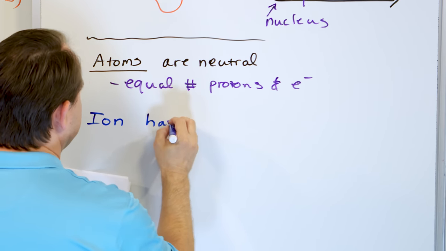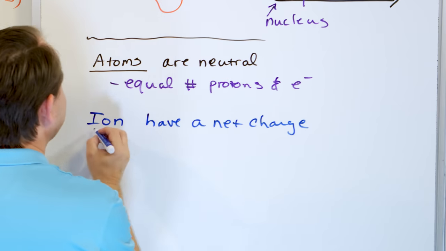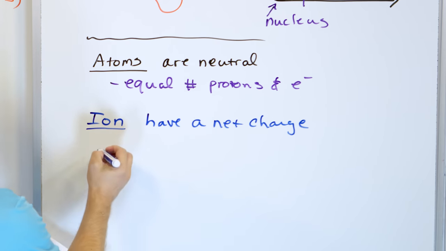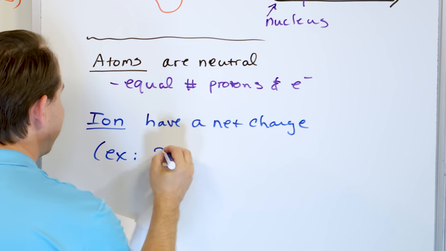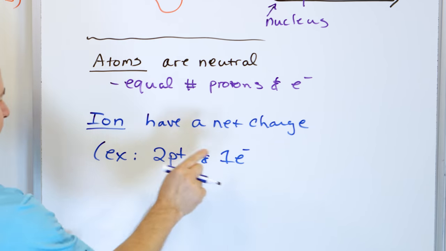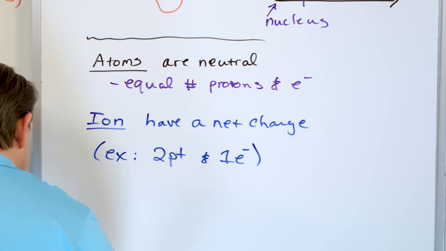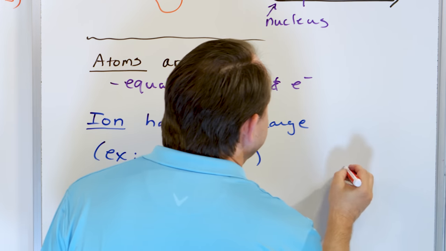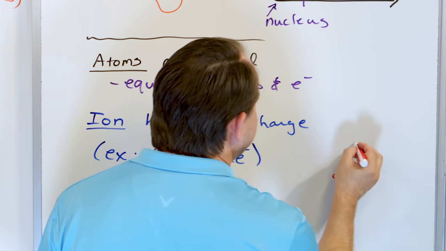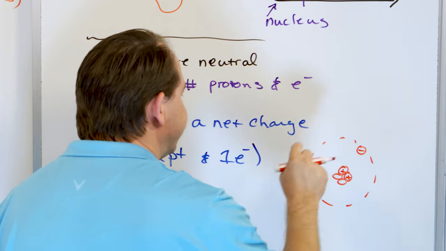Ions have a net charge, whereas atoms are always neutral. Ions can have negative charge, and this is going to play into chemistry quite a bit. So here's an example. If I have two protons and only one electron, it's unbalanced now, because in the atom, it's equal numbers, and so they're zero. But what would happen in this case? Basically, what you would have is two protons right here and only one electron. Of course, there could be some neutrons there too. We'll talk about that later.